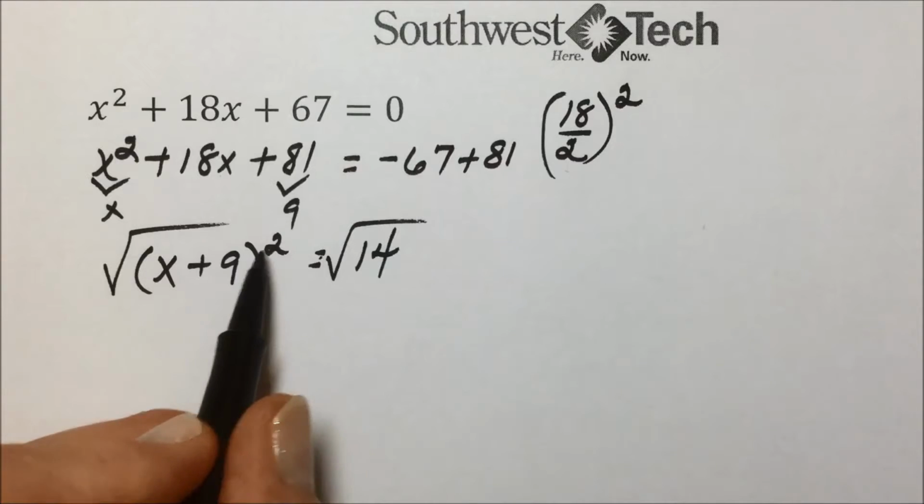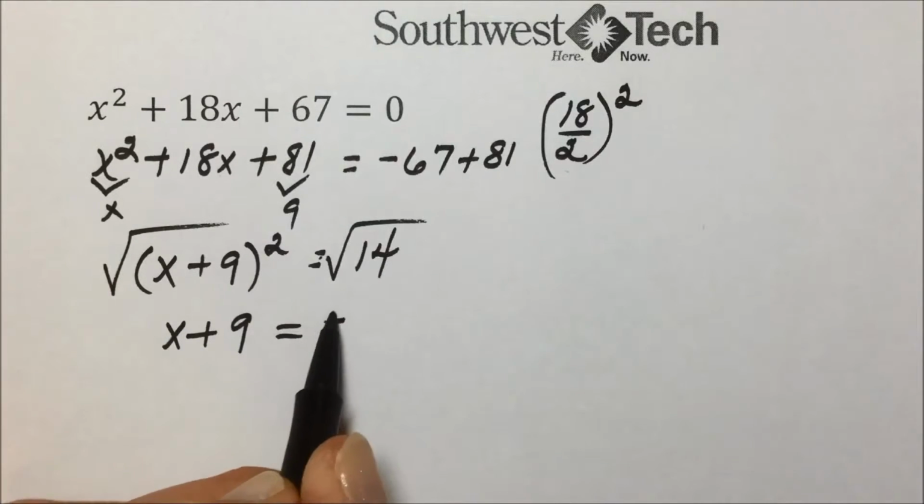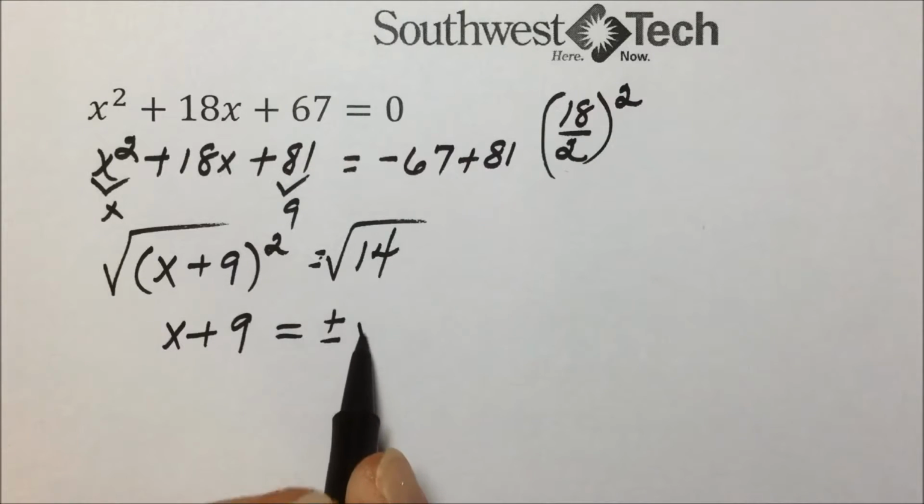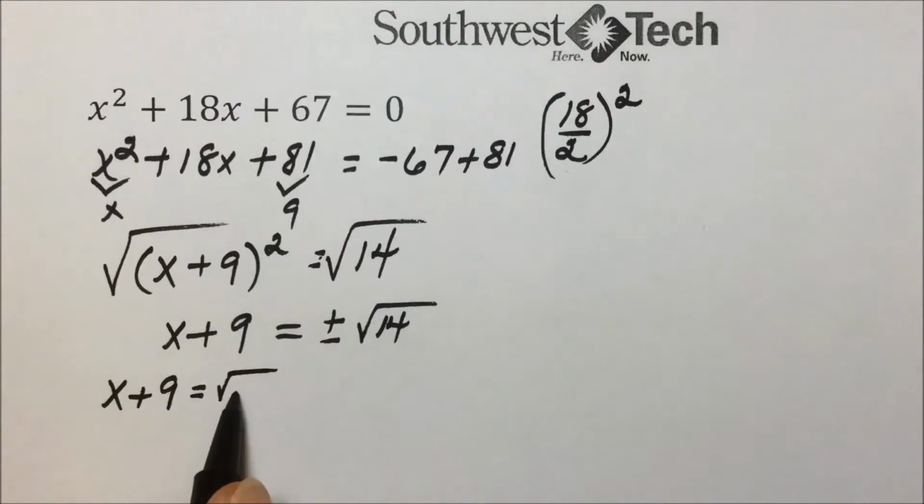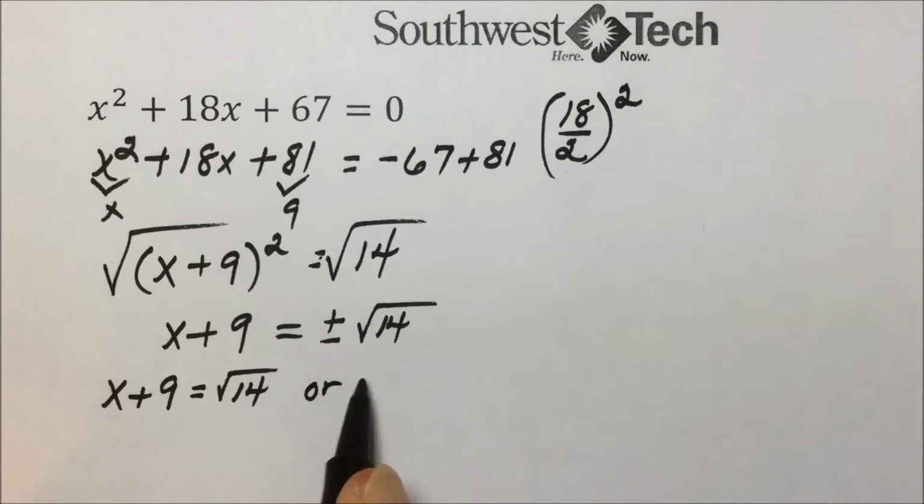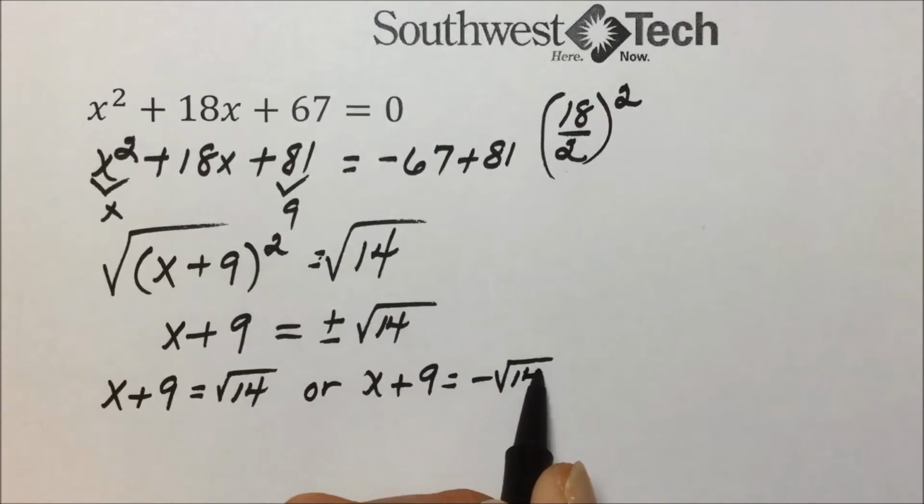The square root of a quantity squared is that quantity. The square root of 14 can be both a positive and a negative square root of 14, and we can't simplify that radical. But we can solve for our variable now for the last step for completing the square. Separating this into the two solutions, x plus 9 equals a positive square root of 14, or x plus 9 equals a negative square root of 14.